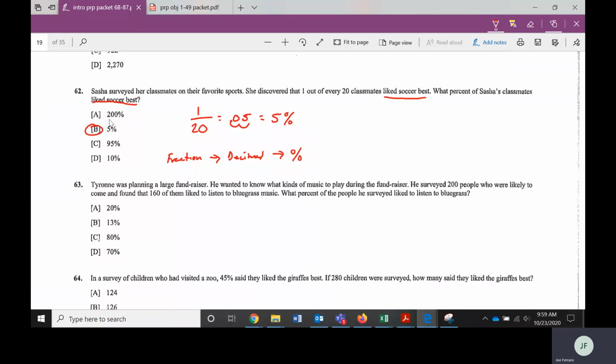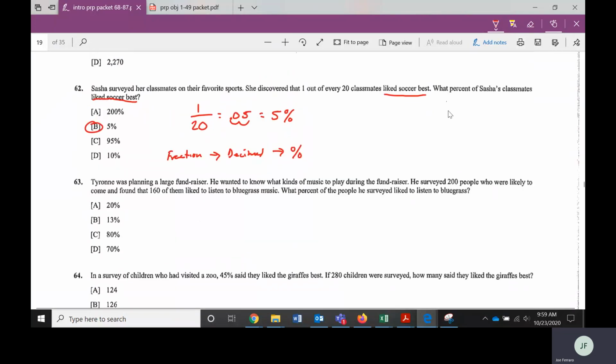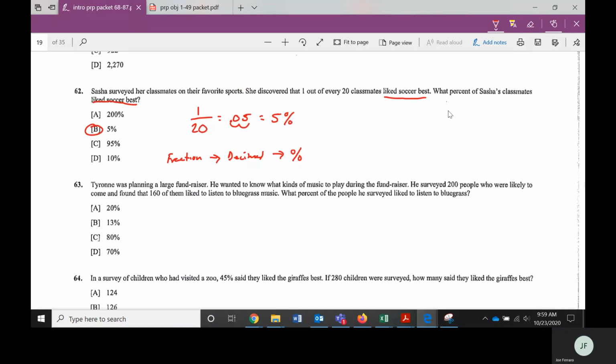Now, I won't write this down because I don't want to confuse you, but if they gave you a statement like 1 out of 20 liked soccer, and they asked what percent didn't like soccer, well, if 1 out of 20 liked soccer, that means 19 out of 20 didn't like soccer, and that's how you would set up your fraction. I don't think they're going to be tricky in these. I think they're going to tell you straightforward, but we'll look at another example. 63 is another example like this problem.